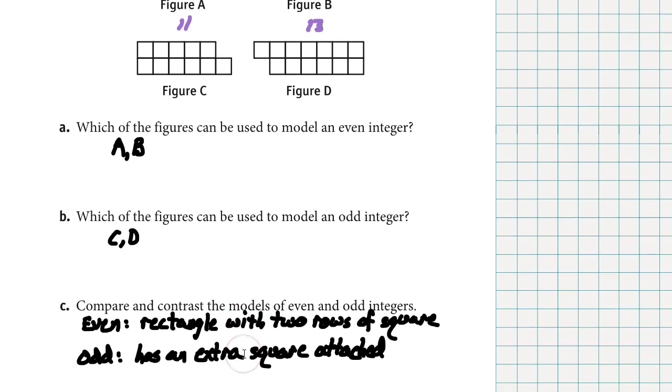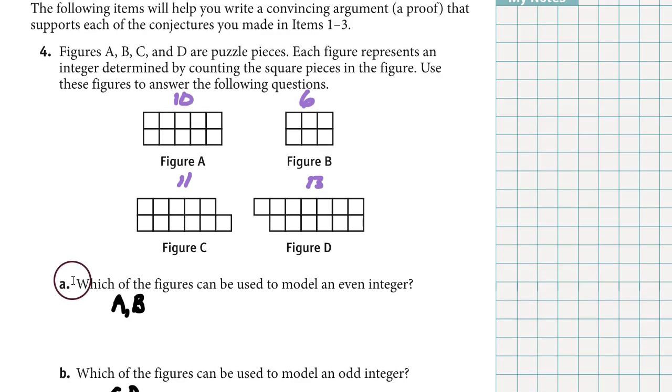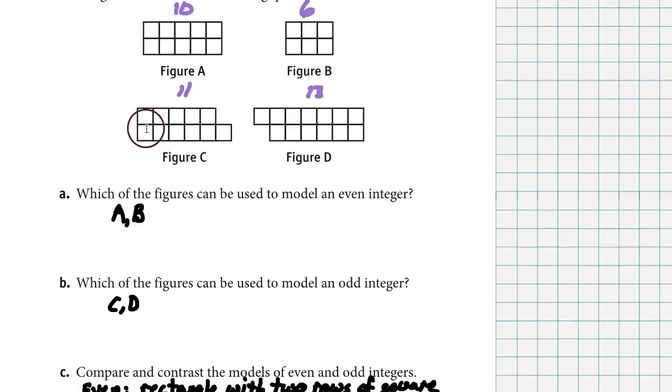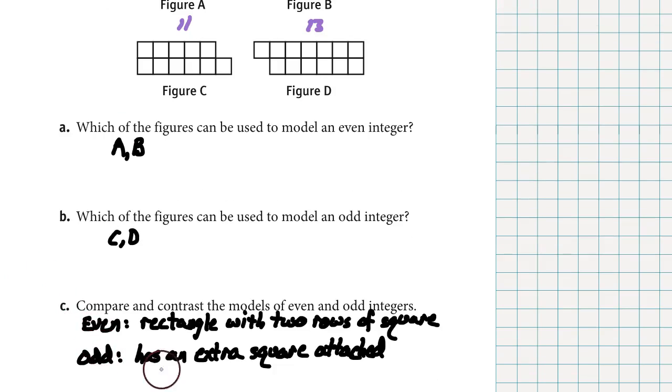Question C, compare and contrast the models of the even and odd integers. When we look at the models of the even integers, notice that they consist of 2 rows of squares, and that in each row there are the same number of squares. The model for the odd integers, however, have 2 rows of squares, but there's an extra square attached each time.